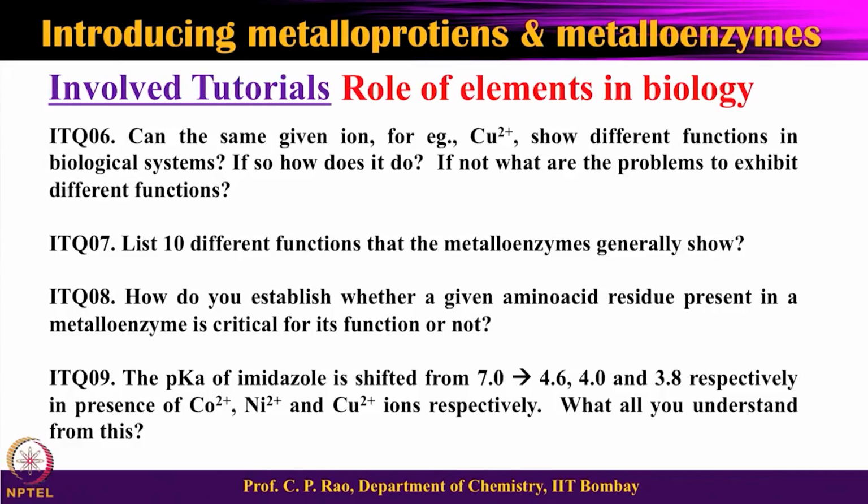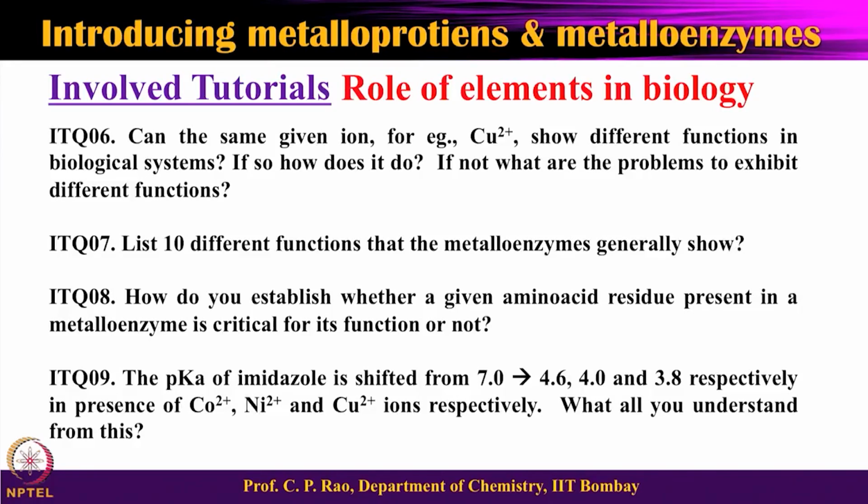So, similarly in this as well. What you do in a metal enzyme, a metal ion is there and an amino acid is bound to that. Now, your query is whether that amino acid is really essential for the function or not. So, what you need to do? You have to replace that amino acid by something else. This is what is called mutagenesis.